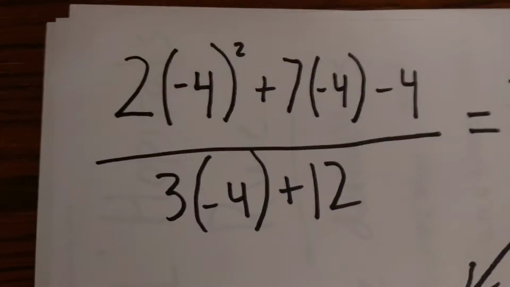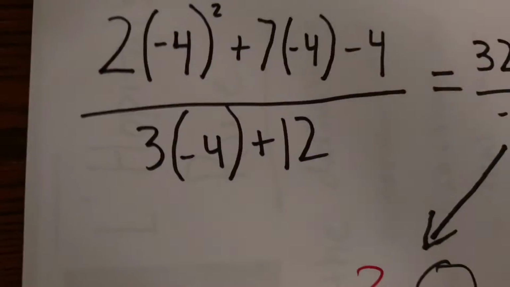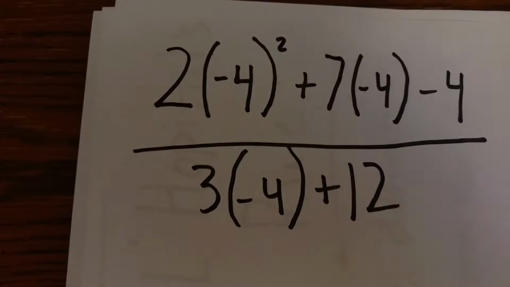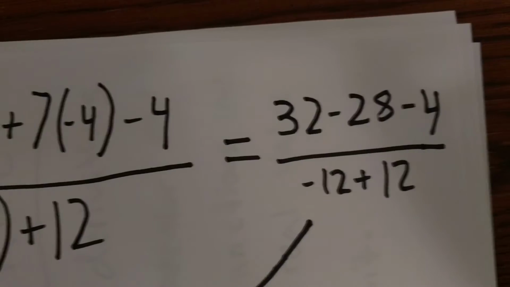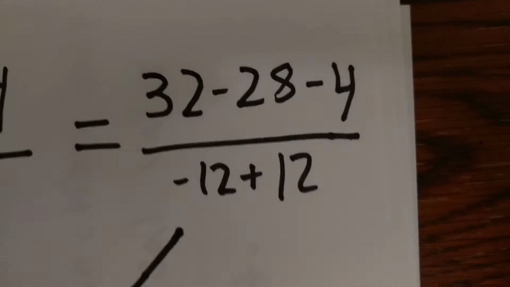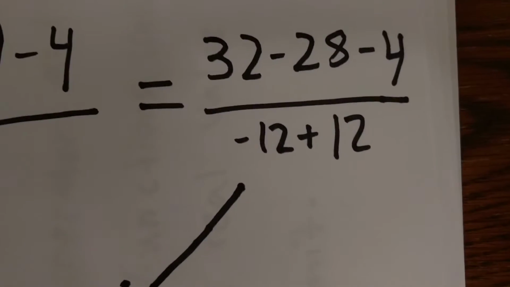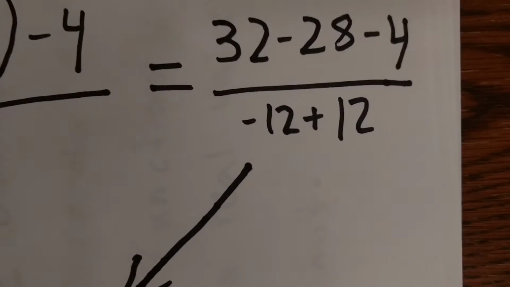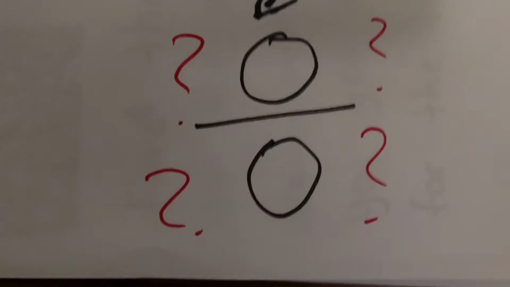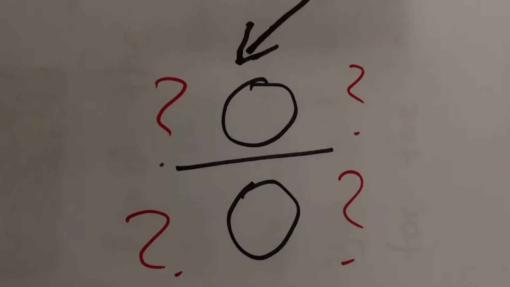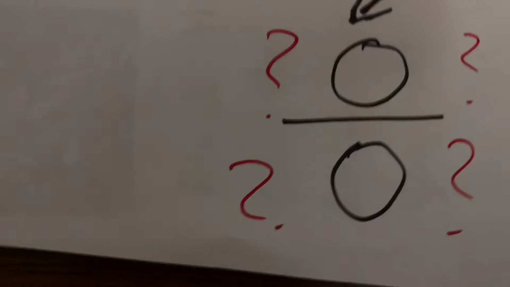2 times negative 4 squared plus 7 times negative 4 minus 4 divided by 3 times negative 4 plus 12. When we simplify these terms, we get 2 times negative 4 squared equals 32. 7 times negative 4 equals 28. Minus 4 divided by 3 times negative 4, which is negative 12, and plus 12. Now when we simplify all of this, we get 0 divided by 0. No way. We can't divide something by 0.